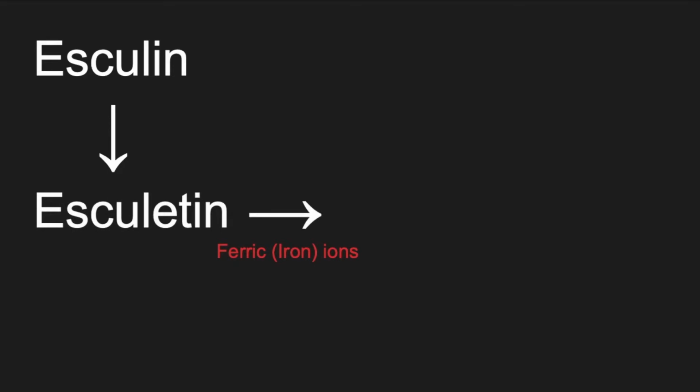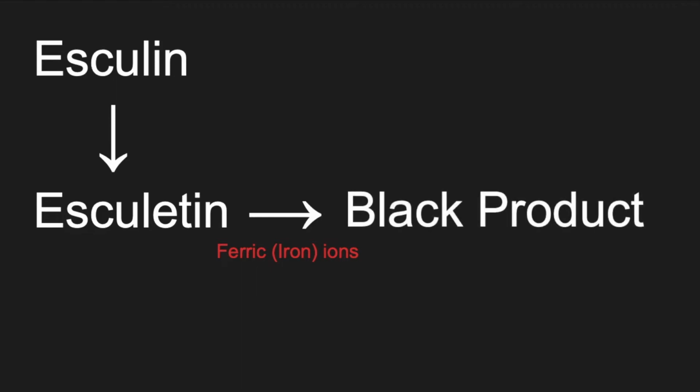This next slide is just showing you how this works. We have esculin, and it gets hydrolyzed into esculetin. Because the ferric iron ions are present, it creates a black product in the test tube. This black product is how we know that the organism is positive or negative for the bile esculin test. If it turns black, a blackening of the agar slant, that means it is positive.